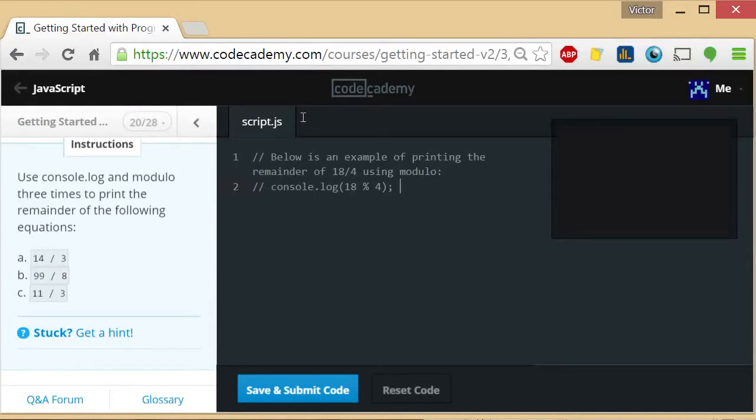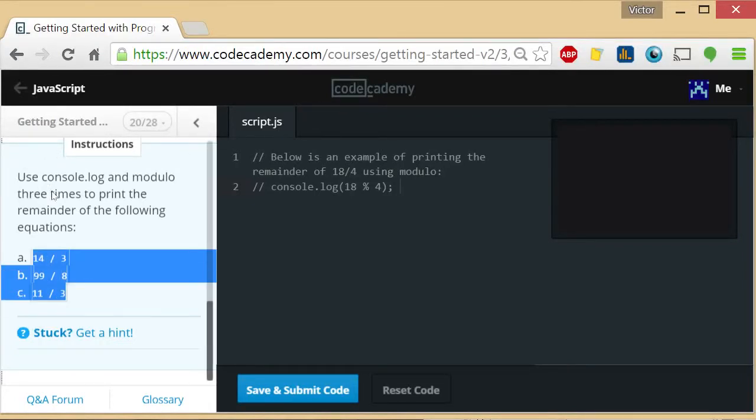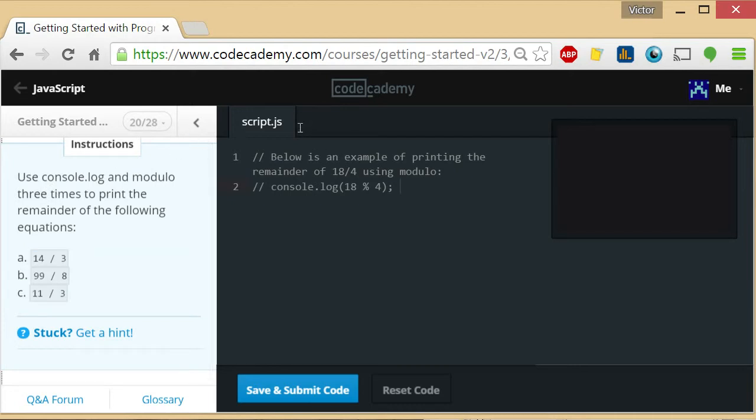So now back to the actual exercises. What they want us to do is really simple. I went on that whole explanation of modulo, but what they wanted us to do didn't really call for that level of understanding. So what they wanted was console.log, and then the remainder of 14 divided by 3, which is 14 mod 3, console.log, 99 mod 8, console.log, 11 mod 3.